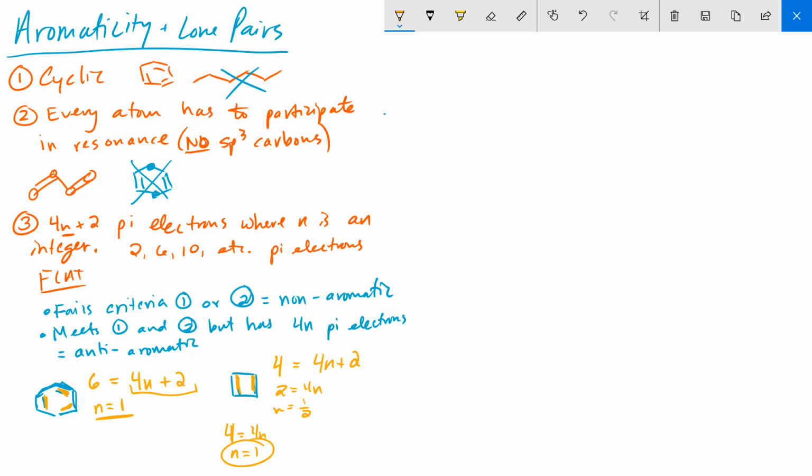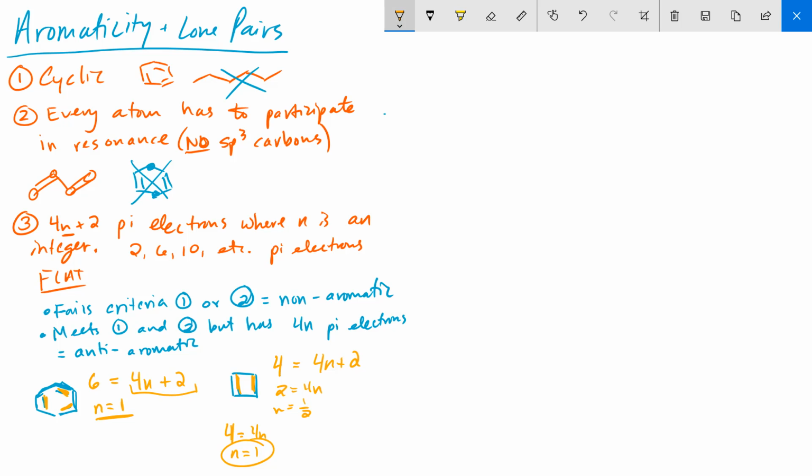You don't have to do this algebra every time. You can just say, how many pi electrons does it have? It has 2, 4. Well, 4, I know that 4 equals 4n. I can solve that using an integer for n, so it's anti-aromatic. I'm just showing you the math in case the n idea confuses you.